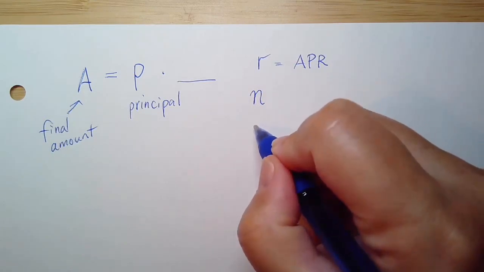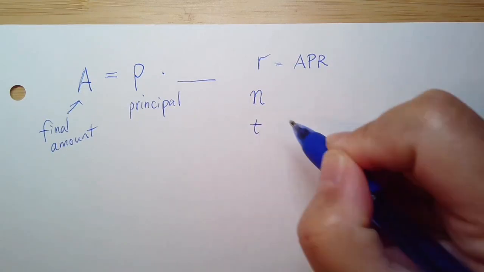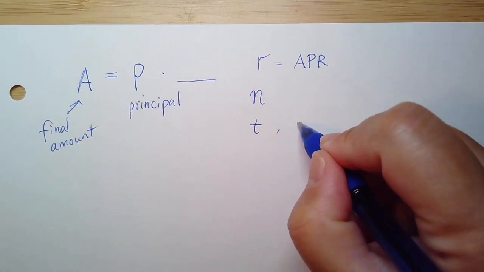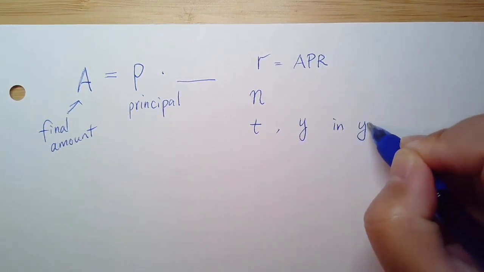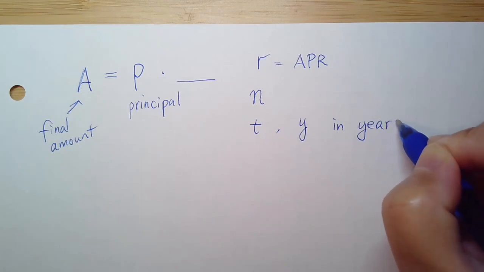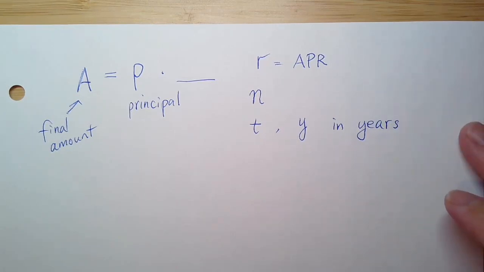And then we have another thing, T, or in some formulas they use Y, but that's in years. That's how many years you decide to put your money in the bank. Okay, there are three ways the bank will pay you.